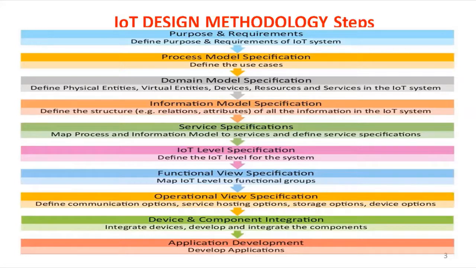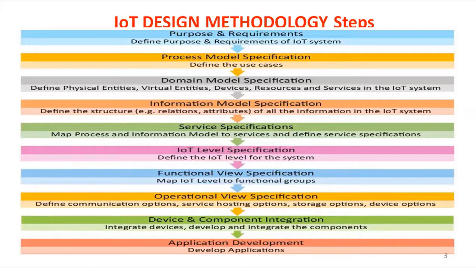Coming to another important one, level 3. Level 3 has the same information, but some information is different. Here also it uses cloud based storage and a cloud based application. And then level 4, similarly level 5 and level 6, the different levels in this. The IoT level specification defines the IoT level for the system.